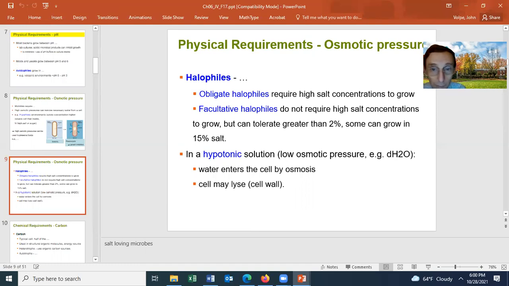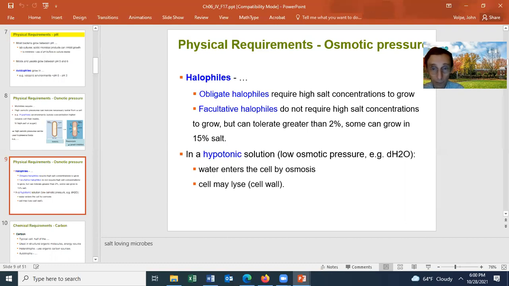In fact, they prefer about 2% sodium chloride to grow, but they can tolerate high salt concentrations. Staphylococcus aureus can grow perfectly fine in 1 or 2% sodium chloride, but it can grow in up to 15% or even 20% sodium chloride. So that would be a facultative halophile.